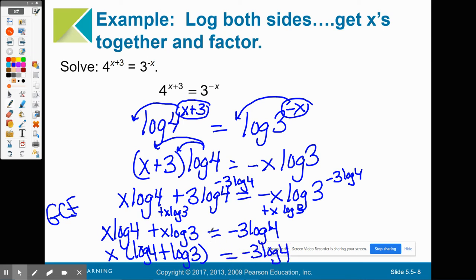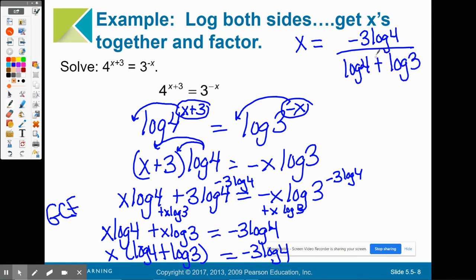And then to finish it up, I just divide both sides by log 4 plus log 3. And I will get x equals negative 3 log 4 over log 4 plus log 3. That's an exact answer. If you need a decimal answer, you would type this in your calculator. You would hit equals, divide by this guy in parentheses.